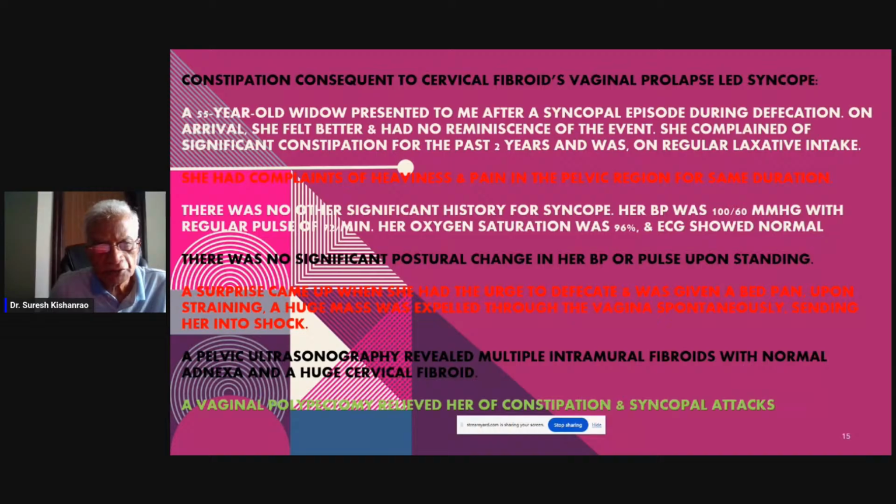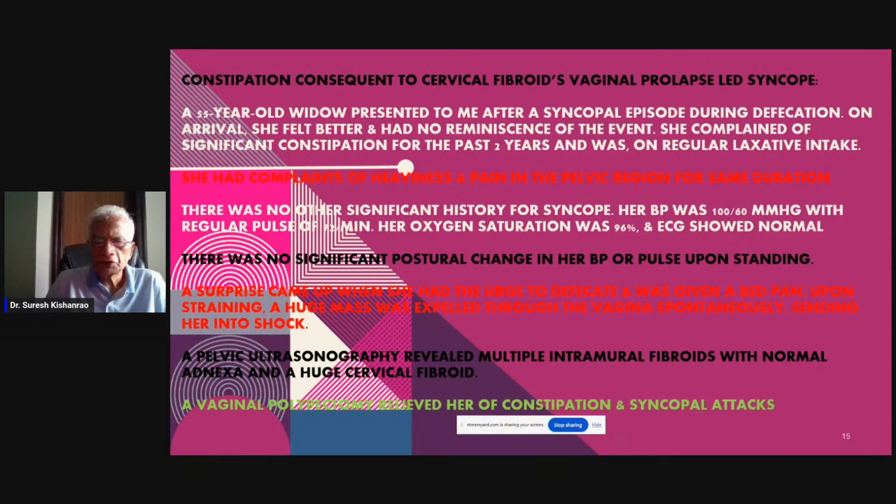Here is a lady of 55 who presented after a syncopal episode during defecation. On arrival, she was good. There were no remnants of the event. She complained of significant constipation for the last 2 years and was using regular laxatives. There was no other significant history to warn about syncope.